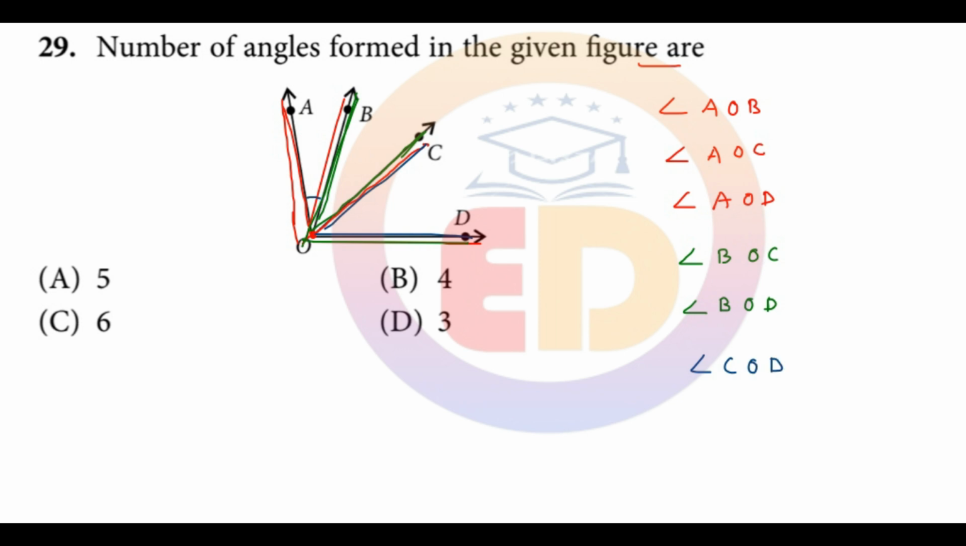One, two, three, four, five and six. These are the 6 angles. Answer is option number C.